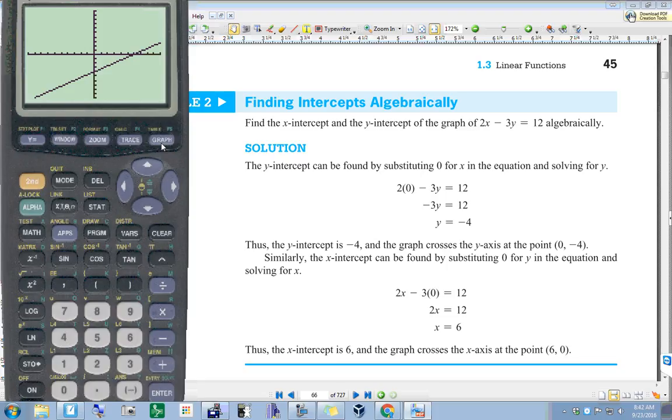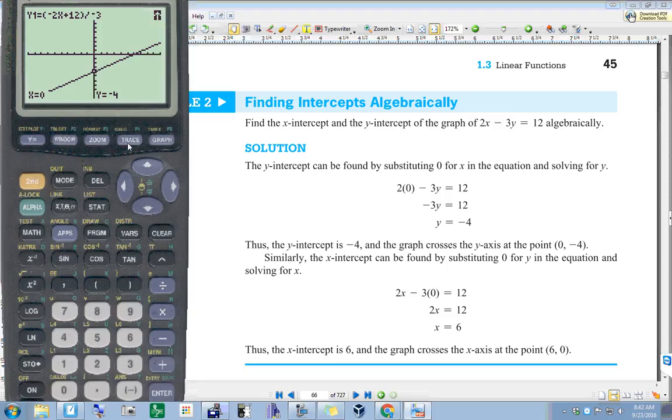Now, the y-intercept, that's easy. I put in x is equal to 0, -4. I know that right off the bat, correct?